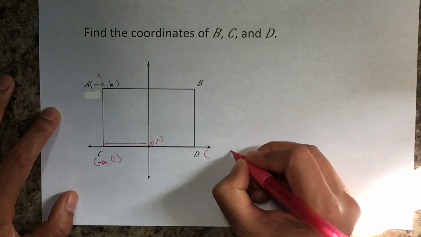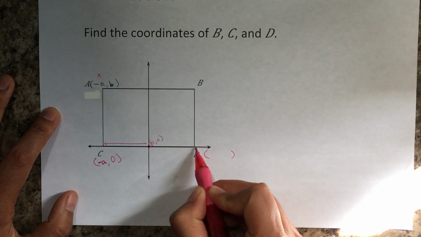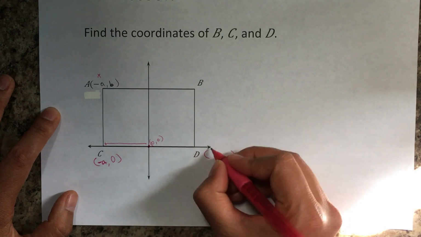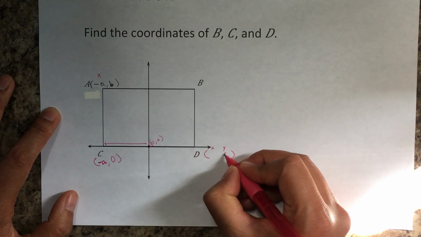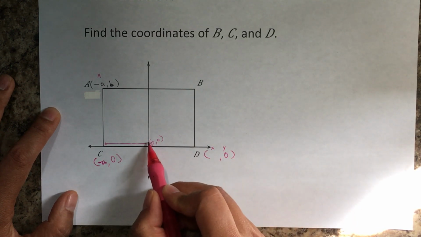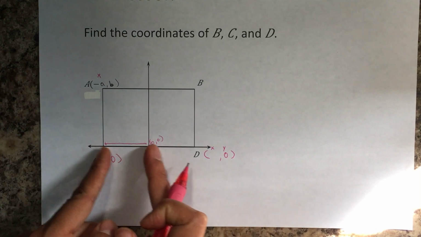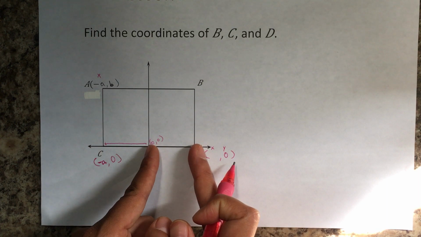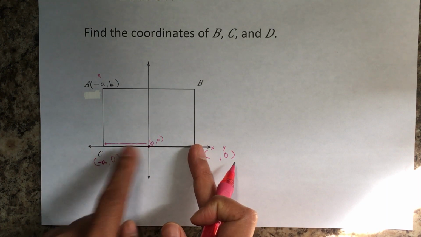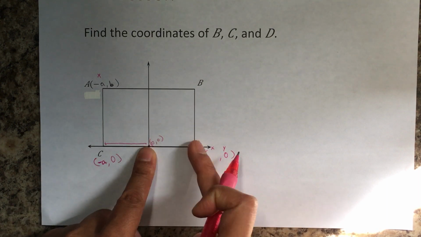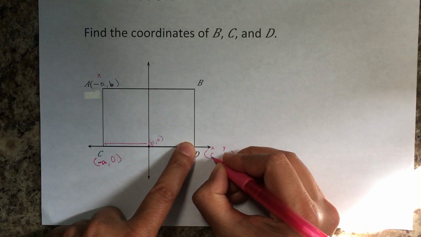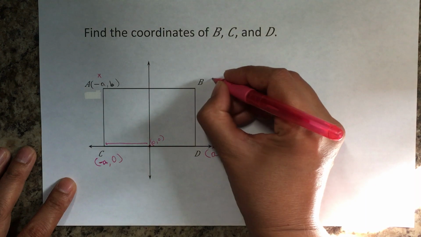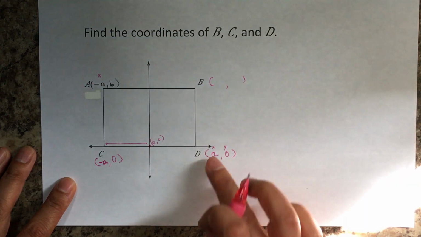For point D, it also moves to the right, but it doesn't move up or down. So we're going to move on X, but not on Y. So Y is going to be 0. Notice that this distance is the same as this one. So it's going to be letter A also. But if this is negative because it's going to the left, this is going to go to the right. So that's going to be positive A. Okay. And that's it for that one.